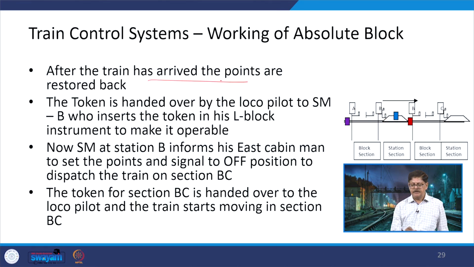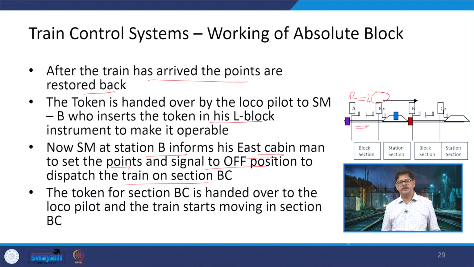After the train has arrived, the points are restored back. The token is handed over by the loco pilot at station B. Here the token will come, and this token will be inserted in the left side of the block instrument. As soon as it is inserted, both of these instruments, the right and the left, become operable, and this section gets released. Now, the station master at B informs his east cabin man to set the points and signals to the off position to dispatch the train on section BC.